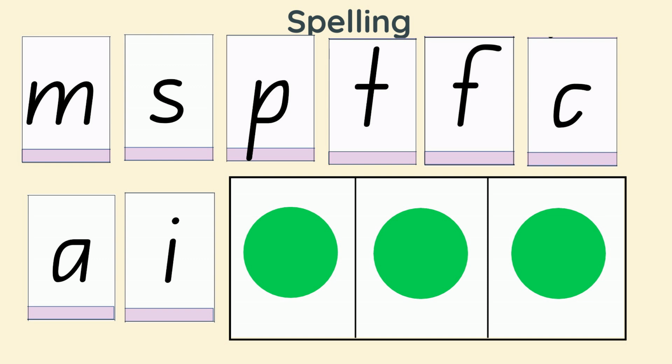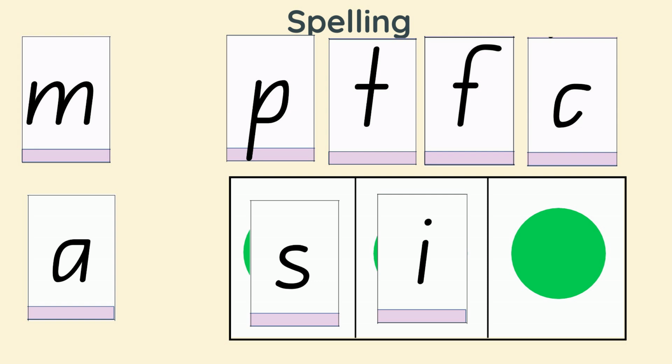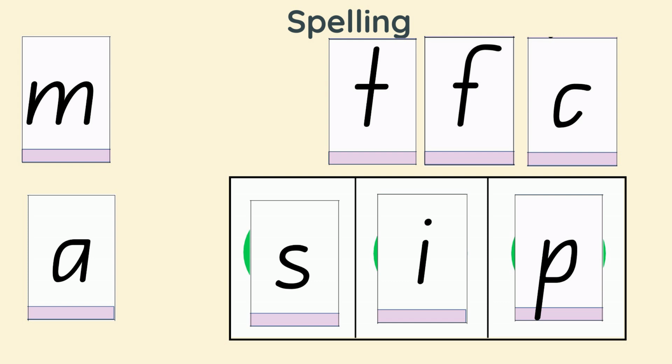The next word I want to spell is sip. Stretch it. S, I, p. The first sound s. Do you know which letter I need for s? It's the letter S. S, I. Which of my vowels represents I? It's the letter I. S, I, p. My last sound p. Which letter do I need for p? The letter P. Sip.